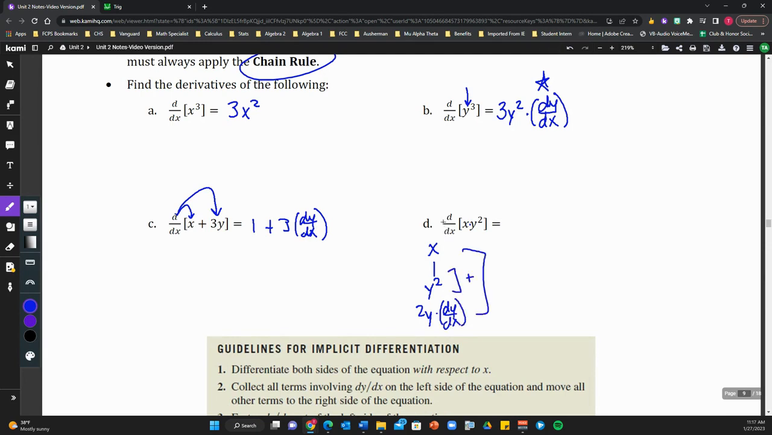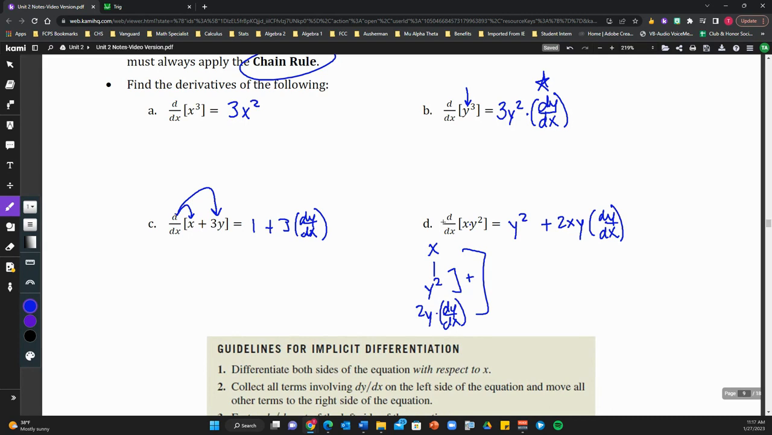So my insides plus my outsides would give me y squared plus, when we multiply all these variables together, keep them in alphabetical order. So we'll always put x's before y's just to stay consistent and help us not lose anything. So we get 2xy times dy/dx.